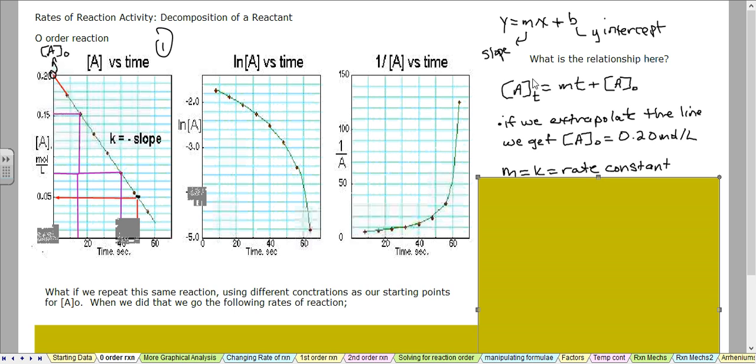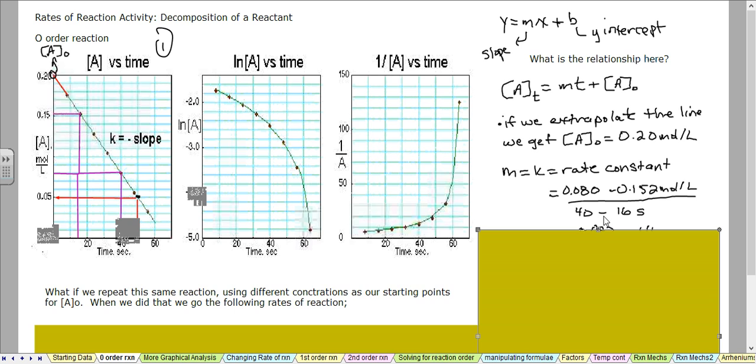Now our m is equal to our rate constant, and we actually use a k for that when we do these calculations. And so we're going to take a look. So I used values 0.08 moles per liter. Notice that the slope is going down, so our k value is going to be a negative. And so I picked a couple points here. So this is 0.08 and 0.152. I had to sort of guess as best as I could, and that was between 16 and 40 seconds. So there's my slope calculation.